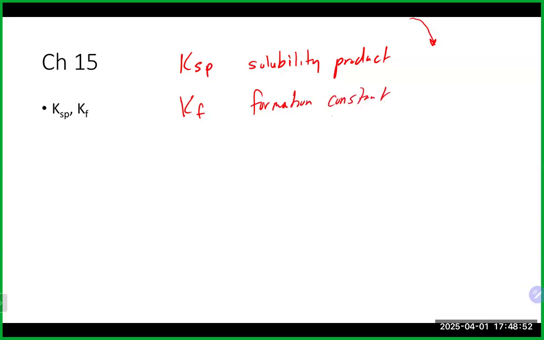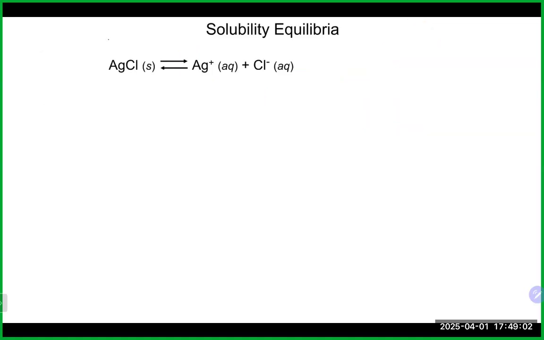A couple of things we're going to talk about is some more K values because we have not done enough of those. So we're going to do KSP in this chapter. KSP is the solubility product. And we will also talk about KF, which is the formation constant. And that is for really complex ions. That's where we usually see those. So we're going to start with KSP and solubility equilibrium.